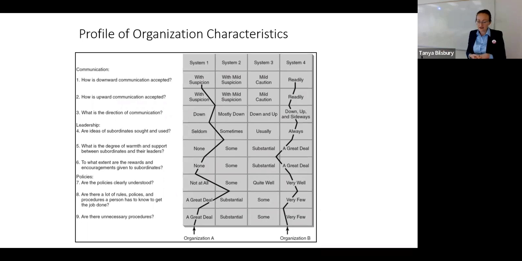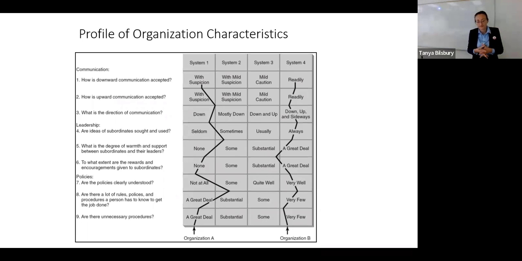Looking through this, I see a bit of that. Well, I see some questions that I like. How is downward communication accepted? Well, if it's with suspicion, that tells you there's not a lot of trust. How is upward communication accepted? Well, if it's with contempt, there's not a lot of respect. So I like these questions. But then there's one that raised my eyebrow. And it made me think, oh, they're being positivist and forgetting context there.